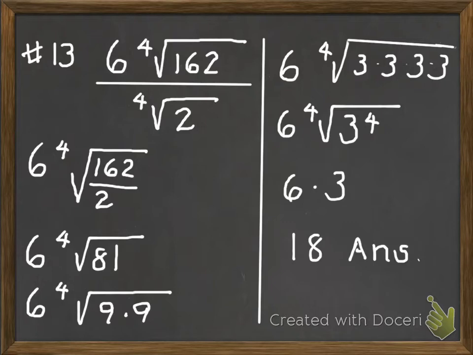You could also think of that as 3 to the 4 over 4, using the fractional exponent rule, and 3 to the 4 over 4 is 1. So again, we have 3 for the fourth root of 3 to the 4th. So 6 times 3 then is 18, and 18 is our answer.